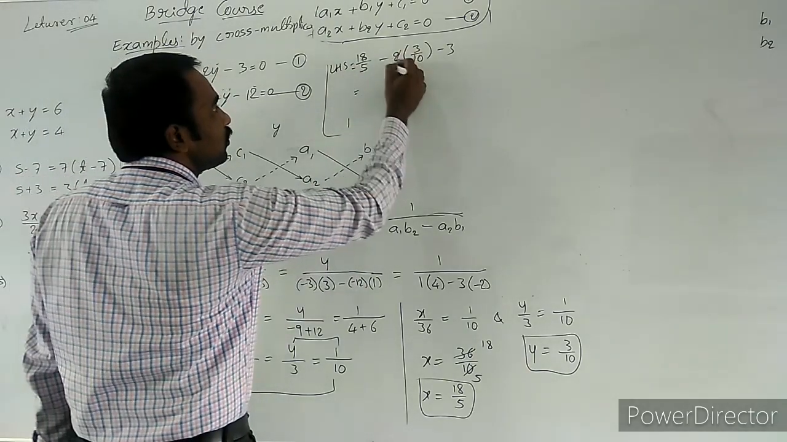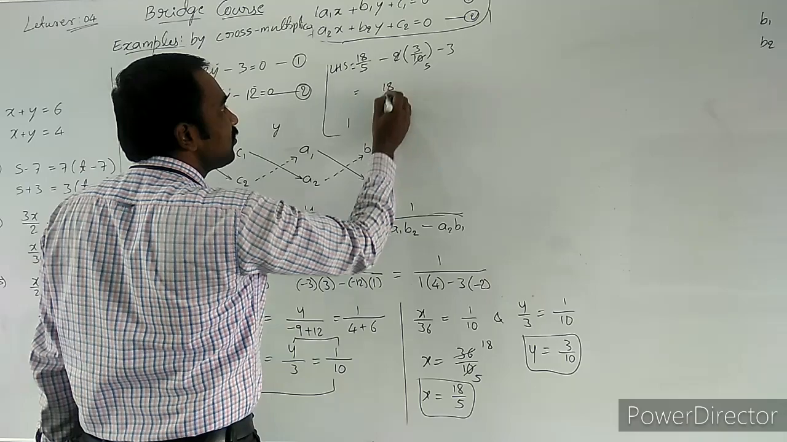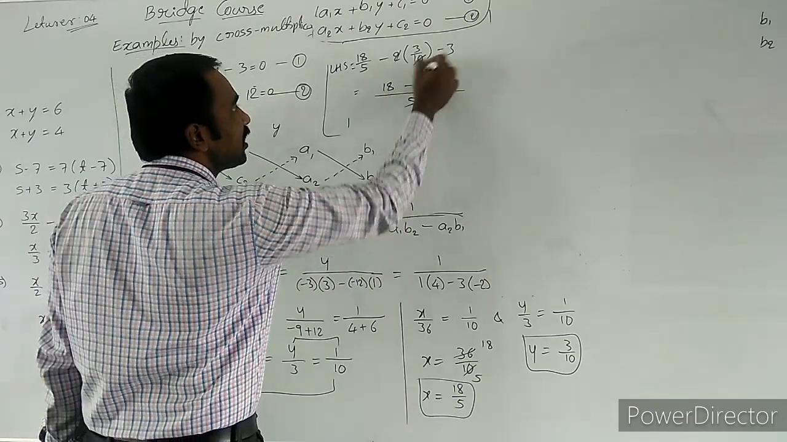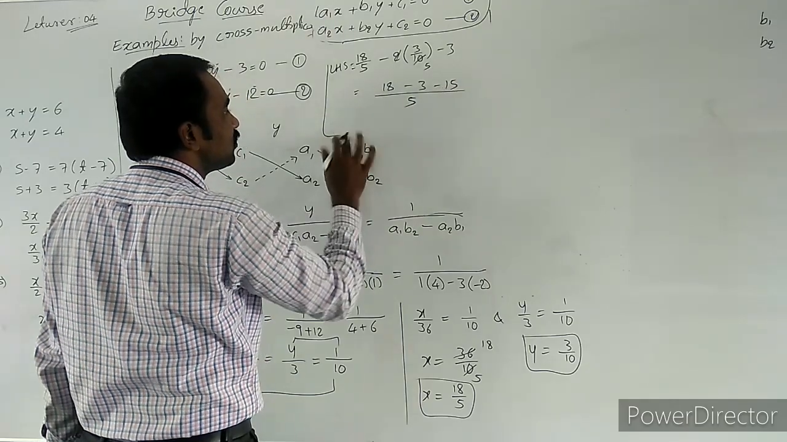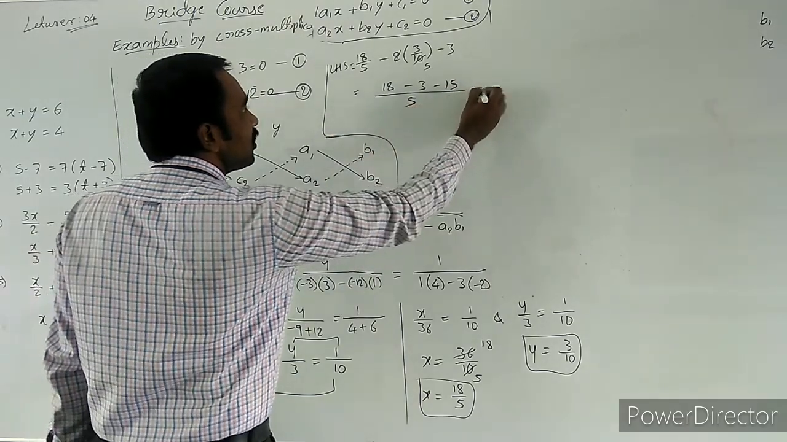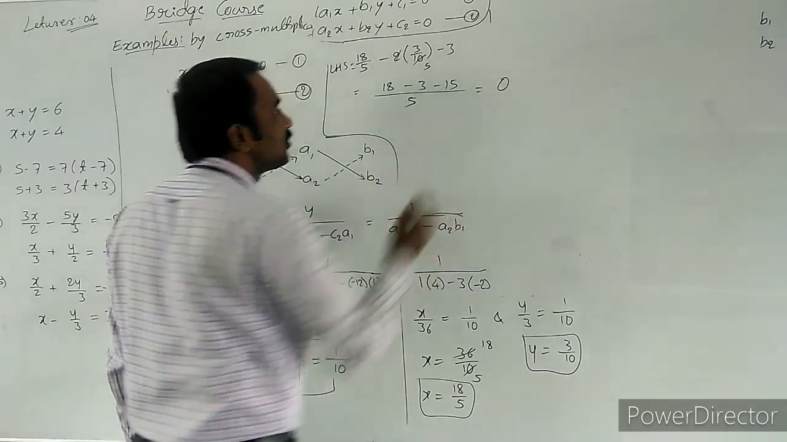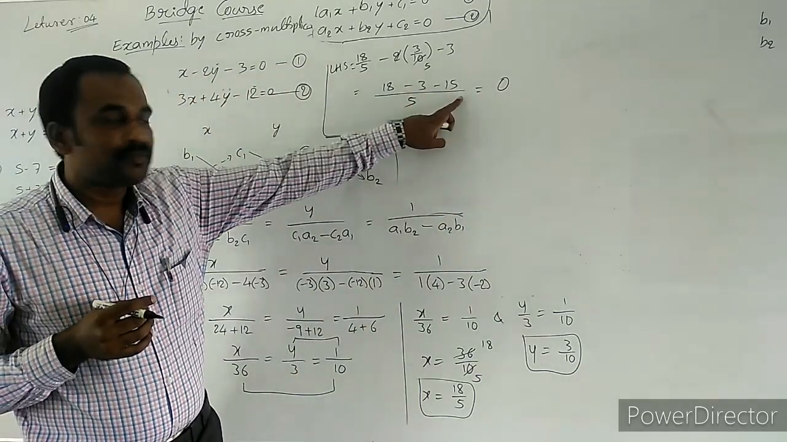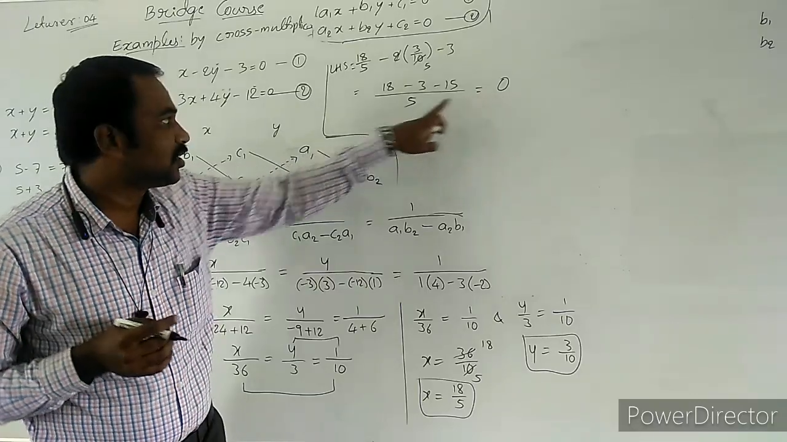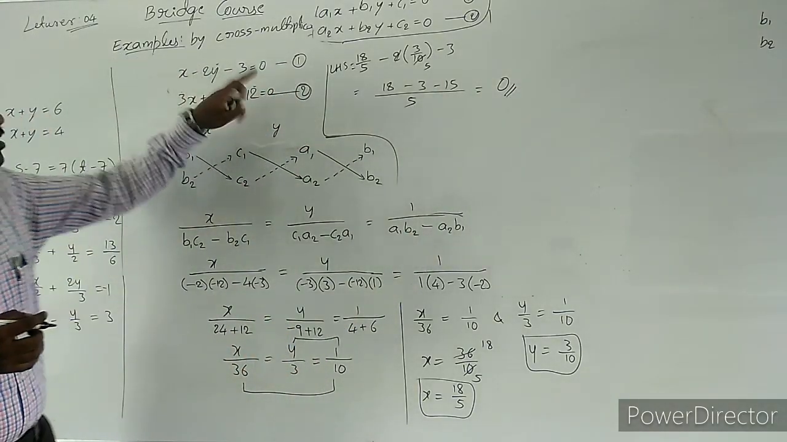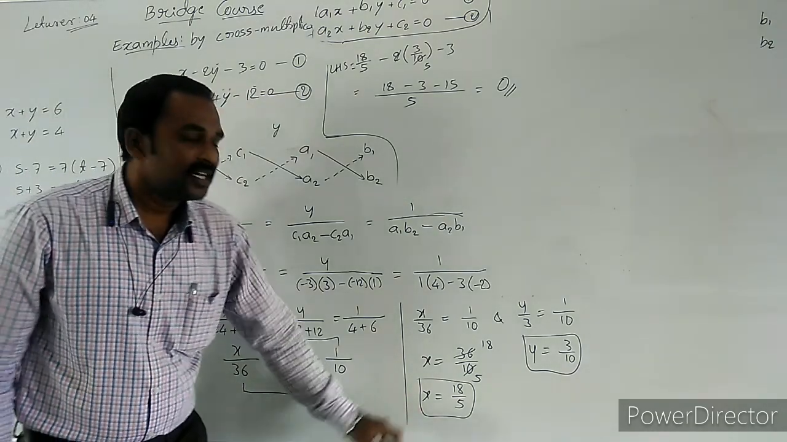18 by 5. So 2 fives are 10, 18. LCM is 5. So 18 minus 3 minus 5 threes are 15. So what will we get? 18 minus 18 minus 3 is 0. Minus 3 minus 15, 18 plus 18 minus 18, 0. 0 by any number is 0. This is the RHS. LHS equals RHS, hence our answer is correct.